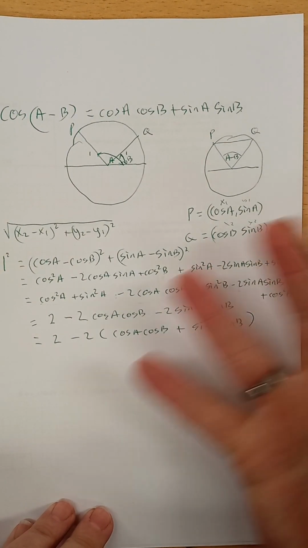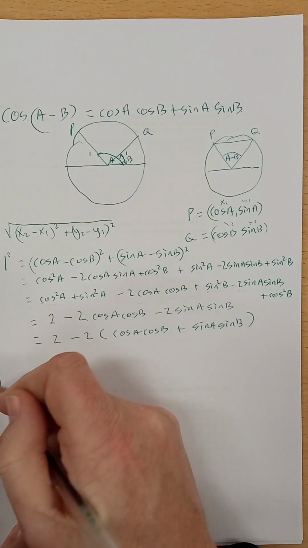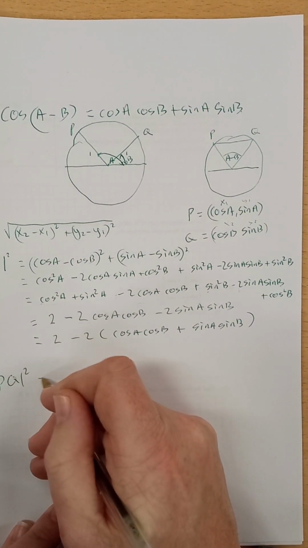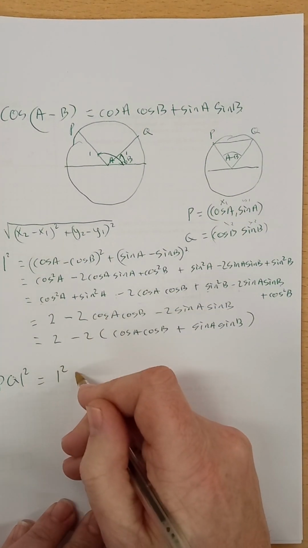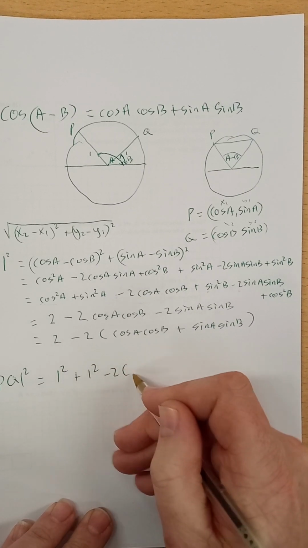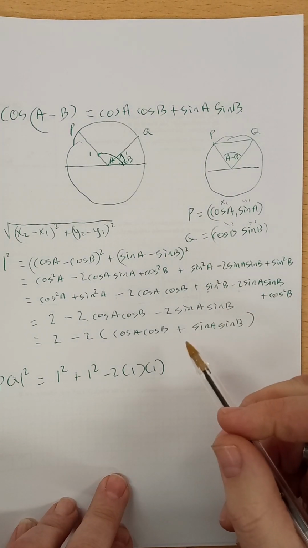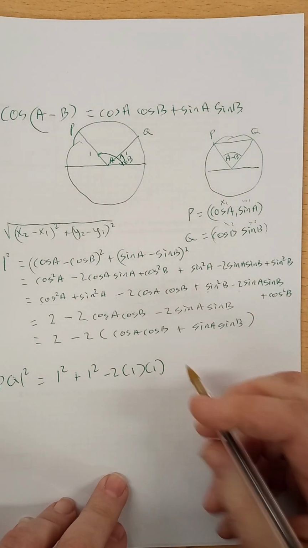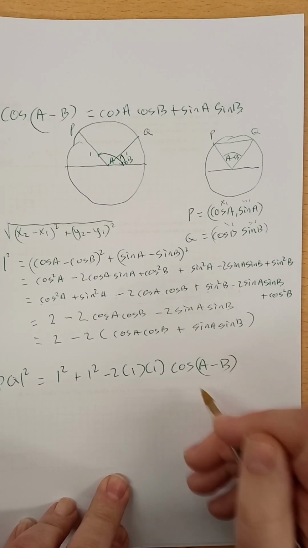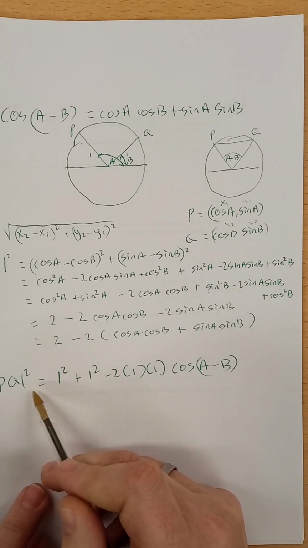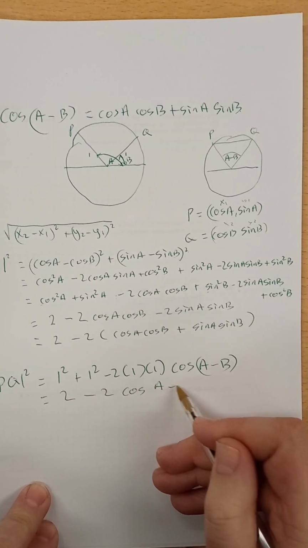Now, if I use the cosine rule, well, the cosine rule says that the opposite side squared, in other words PQ squared, is equal to the other two sides squared and added. So think about it. It's going to be 1 squared plus 1 squared minus 2 times 1 by the cos of the angle in between it. And there's the angle in between it. You see where we're getting this from. So let's do this out. That's going to be 2 minus 2 cos A minus B.